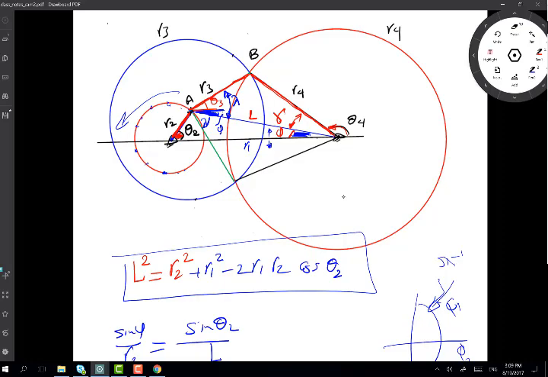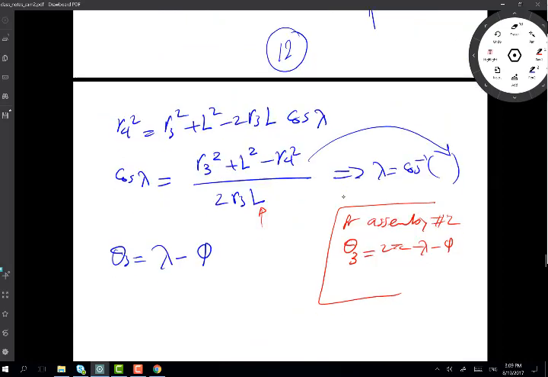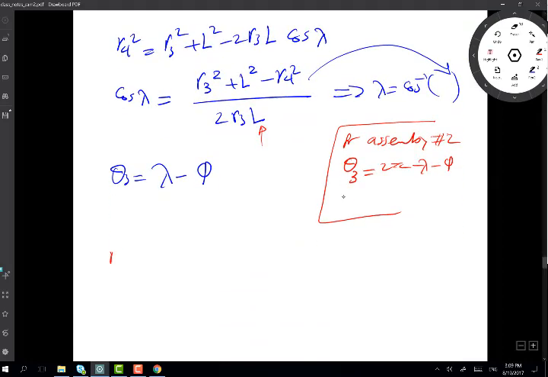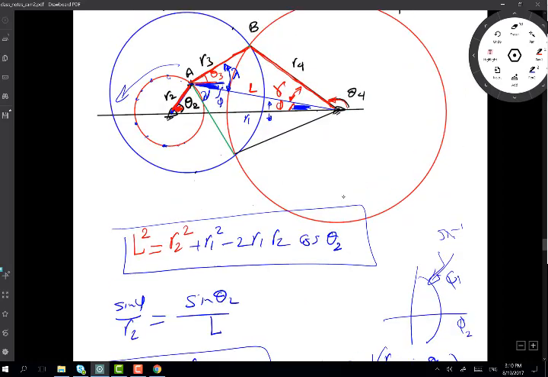So I start with r3 squared, as for lambda. Then r3 squared will be equal to r4 squared plus l squared. Okay, it makes sense.